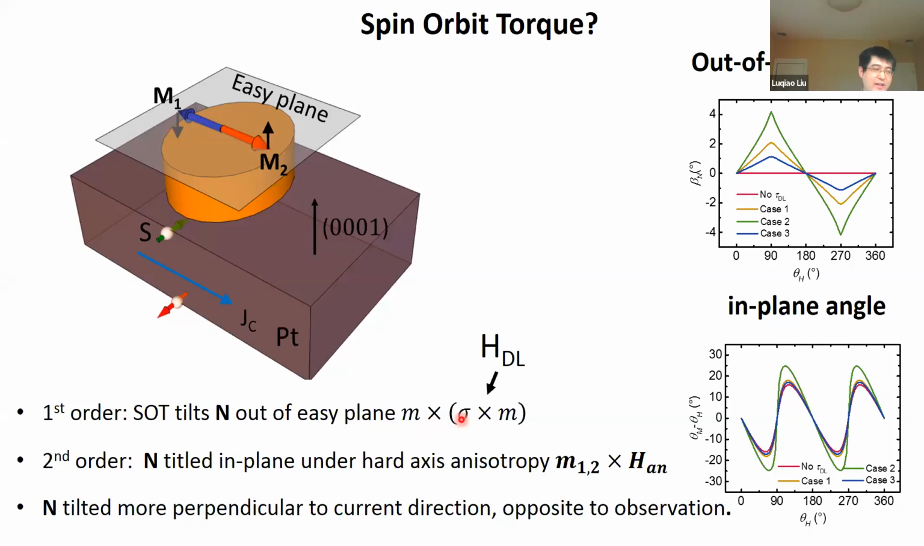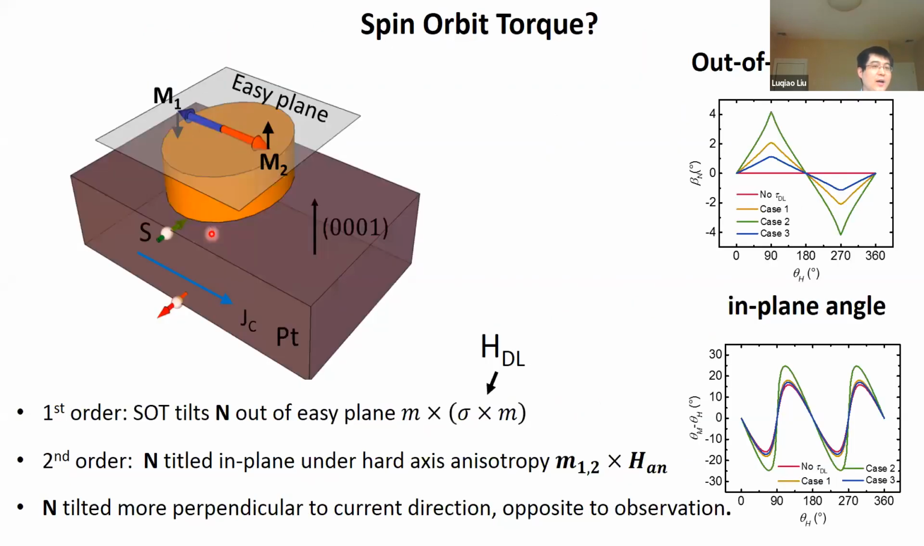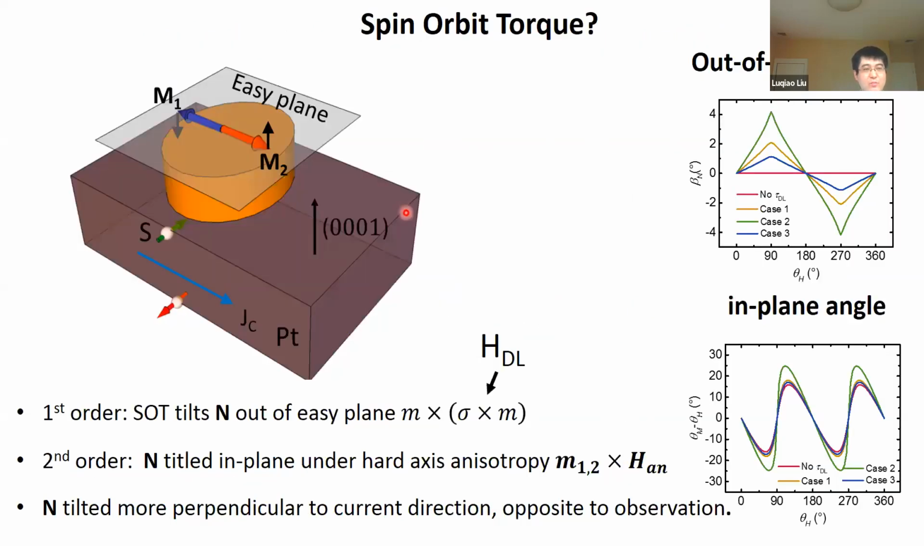However, if you do a more careful study, for example, if you numerically solve this LLG equation, this coupled LLG equation for those two sublattices, what you will find is that the Néel vector will actually be tilted more perpendicular to the current direction rather than more parallel with the current direction, which is opposite to what we observed previously. Another thing is we also found that the magnitude is off by quite a lot, by more than one order of magnitude. So regular spin-orbit torque is not enough to cause the tilting of the Néel vector that we observe in the real experiment. Okay, so now the question is, what is this effect?